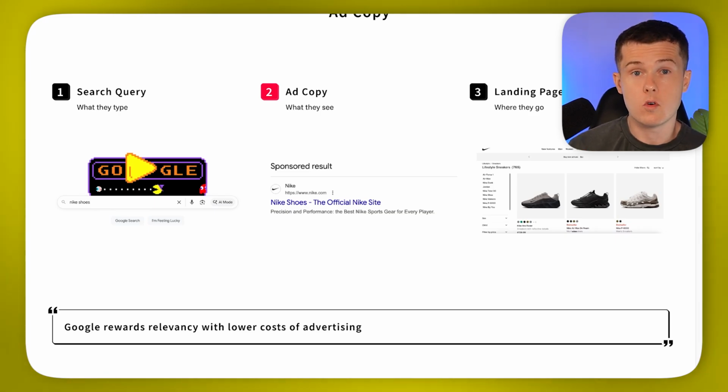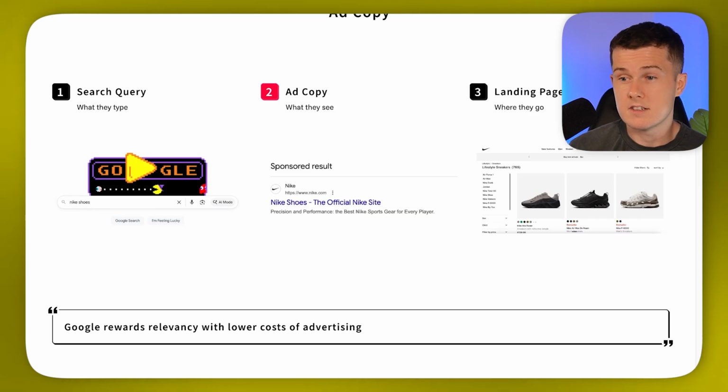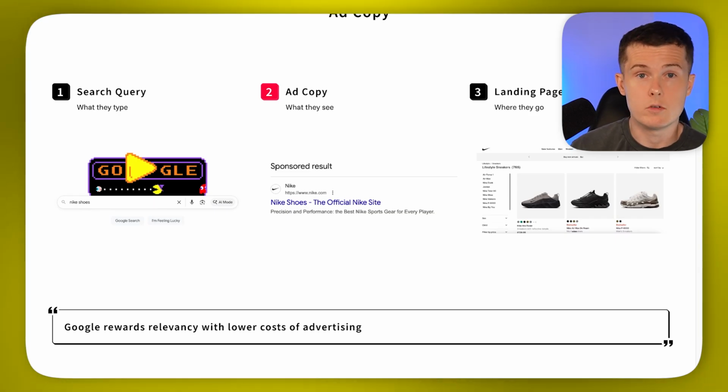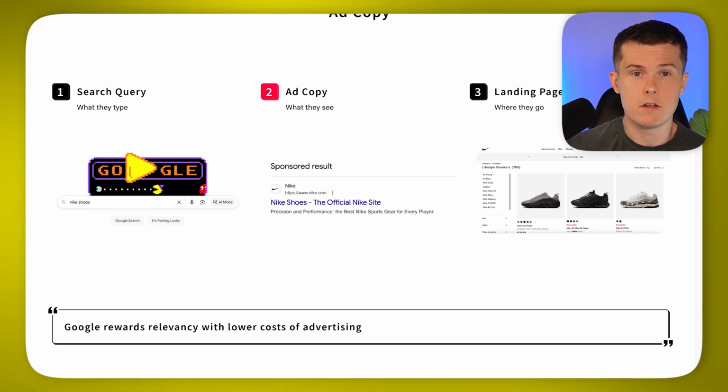And here's the beautiful part. A higher quality score means lower cost per clicks. We're talking about paying 30%, 40%, sometimes even 50% less for the same clicks as your competitors. I've seen campaigns where fixing the congruency chain has dropped CPCs from $3 all the way down to $1.50, while actually improving conversion rates. Think if you were able to get twice as many clicks for your budget and increase your conversion rate. The unit economics would make so much sense.